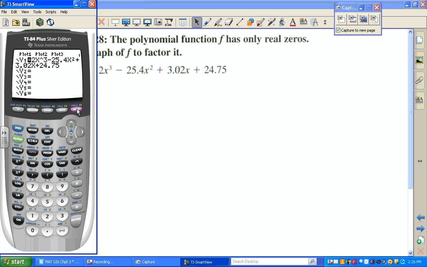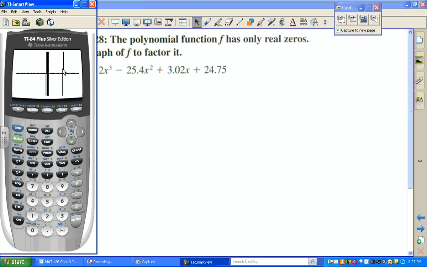Okay, graph. I need to go out to like 25, don't I? Yeah. Negative 25 to 25, just to make sure I get them all. Y's I don't really care about. I'll go from negative 10 to 10. There we go. Too many. There's 1, 2, 3. What's this one out here all by itself?